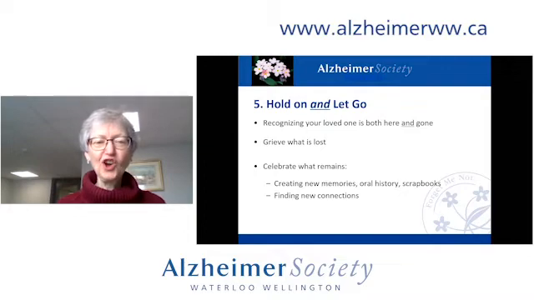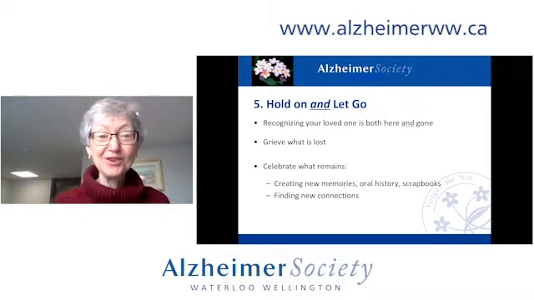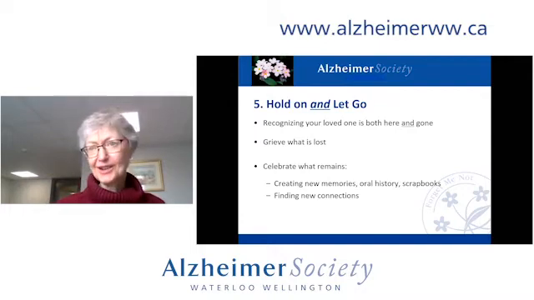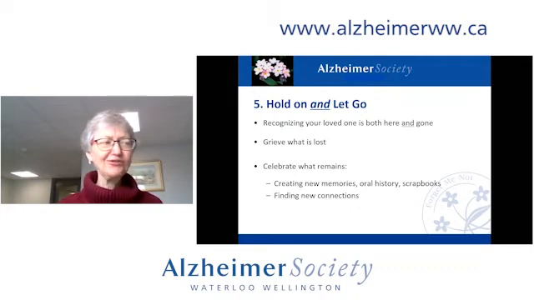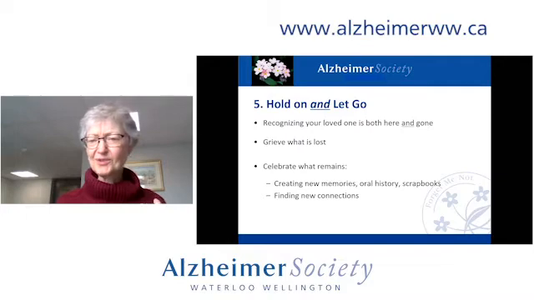Number 5, hold on and let go. Aren't we back to paradoxical in a way? Recognizing that your loved one is both here and gone, grieving what is lost, celebrating what remains. So creating new memories if you can, oral histories, scrapbooks, finding new connections. They often refer to it as finding moments of joy. Celebrate in the moment, because people living with dementia do tend to live in the moment. And maybe they won't remember, but you will. You will remember that moment of joy. Our gentleman on the film, he celebrated every time he got a smile. That gave him a moment of joy.